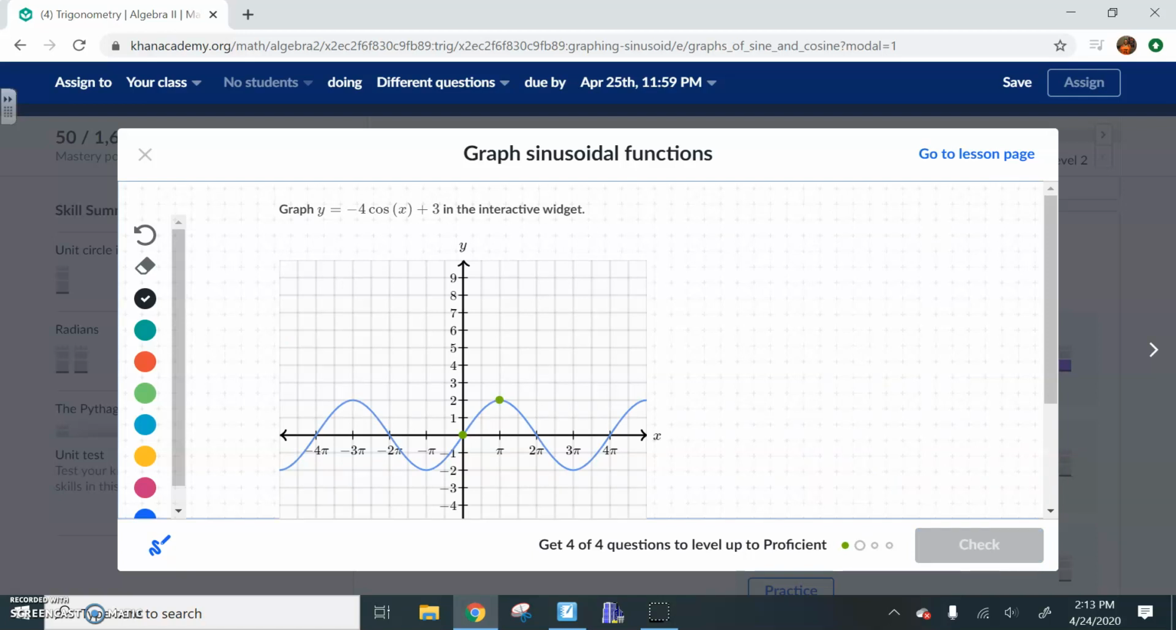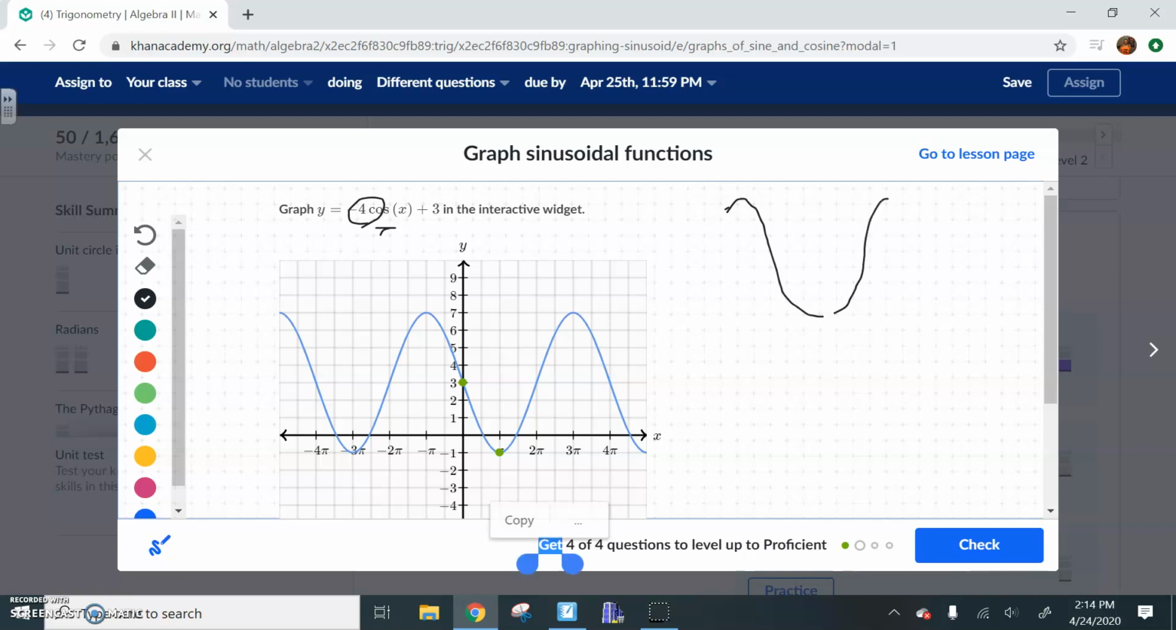Here I've got -4 cosine x plus 3. That means we have to move this function up 3. Our amplitude is -4, so I need to go down 1, 2, 3, 4. We are dealing with cosine. Remember, with cosine, it starts up top and then goes down, completing that cycle. However, it's -4, so it's actually going to start down low and go up.